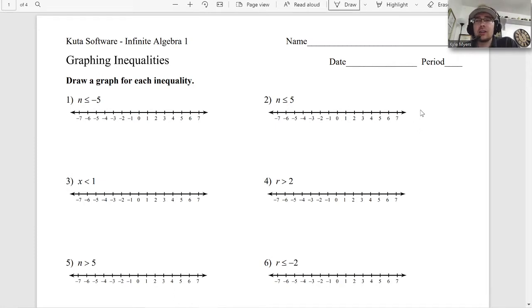We just want to draw a graph for each inequality. Well then, we really only need three things. We need to know which way the sign is facing. Is it facing that way, or is it facing that way? Notice they're facing two different ways there, in problem 1 and problem 4.